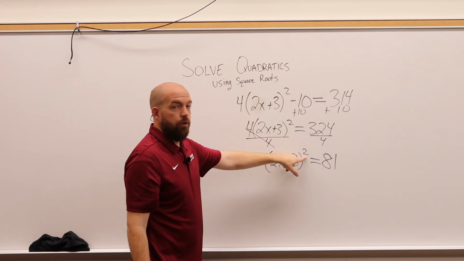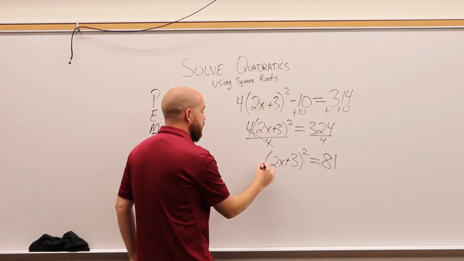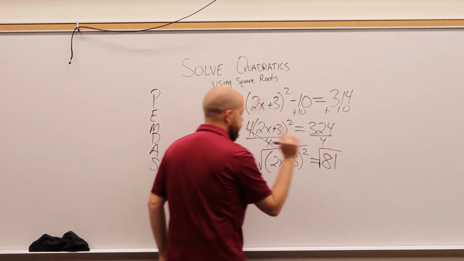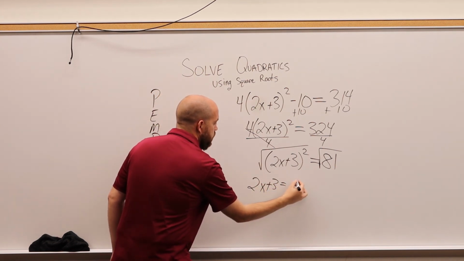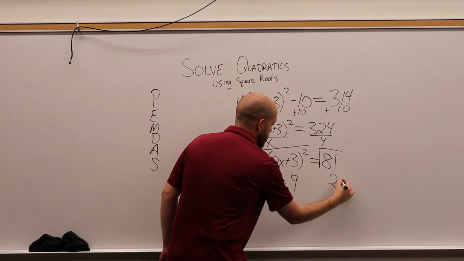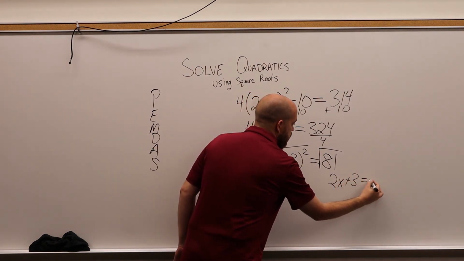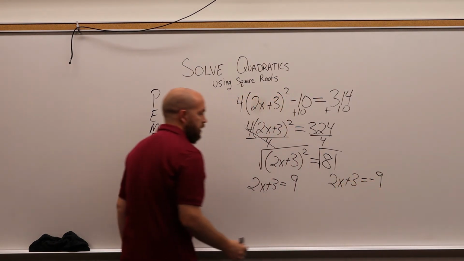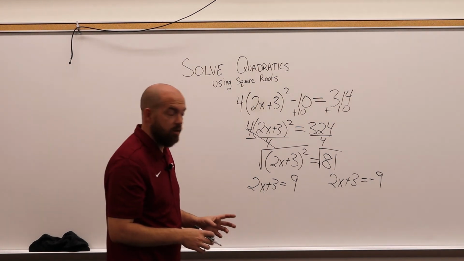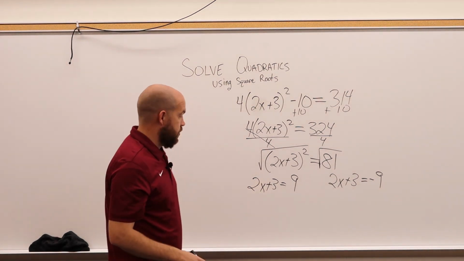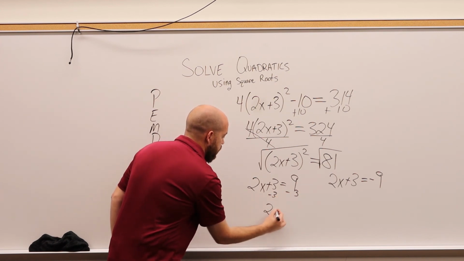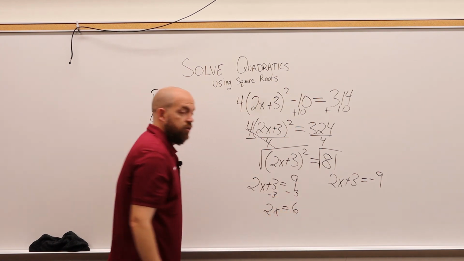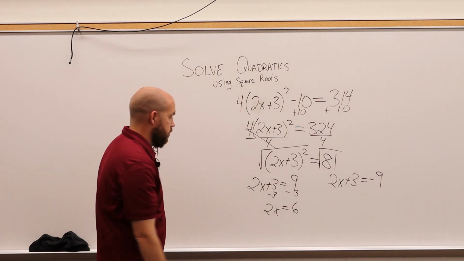Now we take the square root, okay? Anytime you take the square root, there are two answers. So right here I need to say 2x plus 3 equals positive 9, 2x plus 3 equals negative 9. Okay, now I have two different problems that I need to solve. Just chip away at it. Subtract the 3, and I get 2x equals 6. Divide by 2, and I'm going to get x equals 3 for this one.